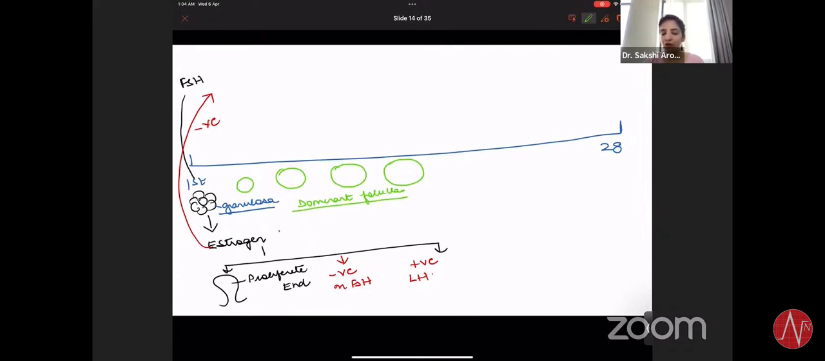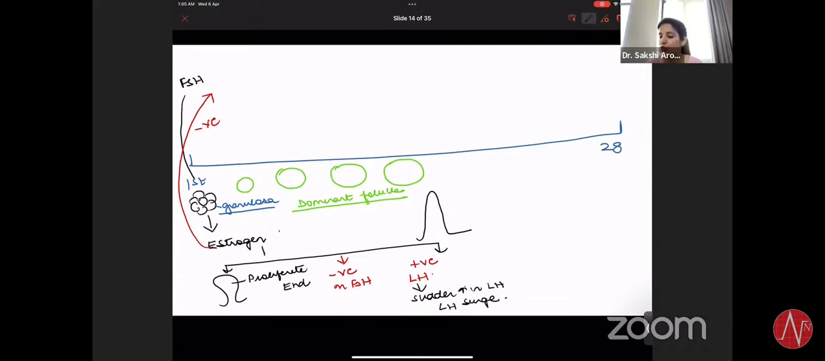Now, have you understood till here? ये dominant follicle continue करेगा to grow. Now, because estrogen has a positive feedback on LH, the levels of LH will suddenly increase. There is a sudden increase in LH, which is called LH surge.